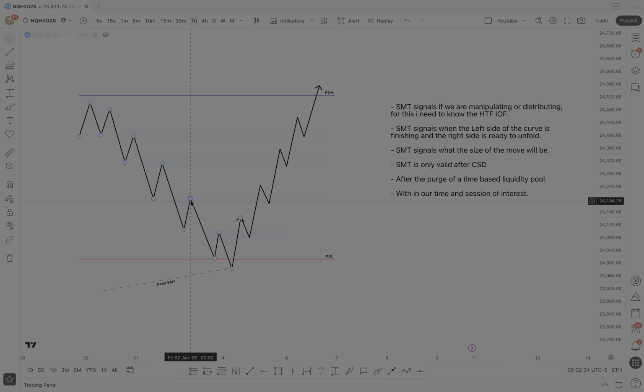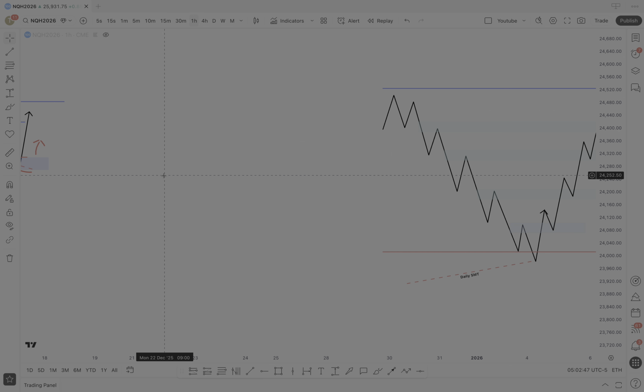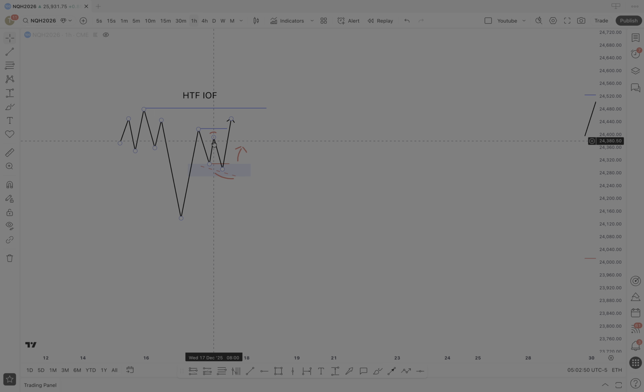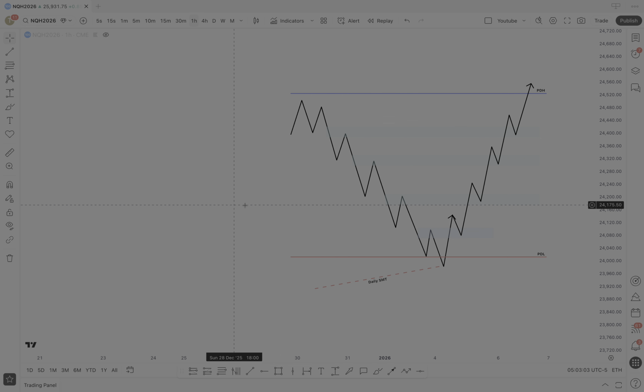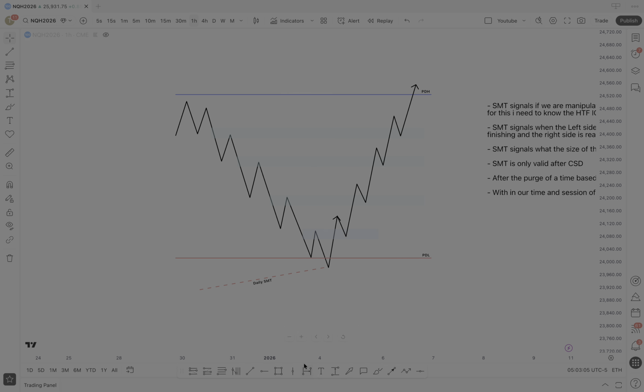And then where do we want to see SMT form? We want to see SMT form after the purge of a time-based liquidity pool or inside a point of interest. Like you saw on the schematic on the left, price runs up, engineers high, engineer liquidity, retraces lower into my point of interest, engineer low in advance of my point of interest, purchase it, and then runs up. That's what's happening right here.